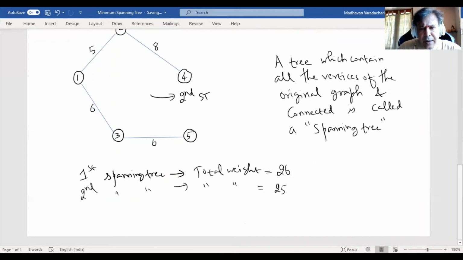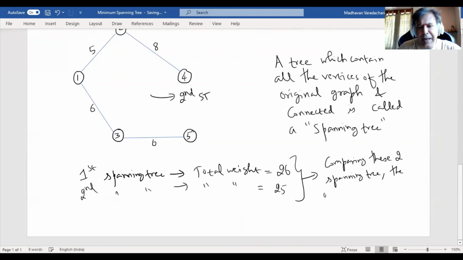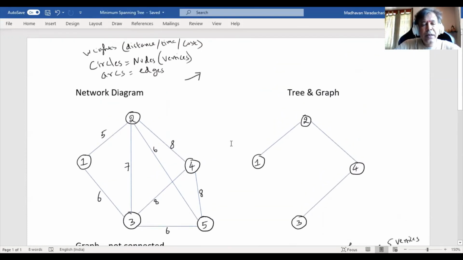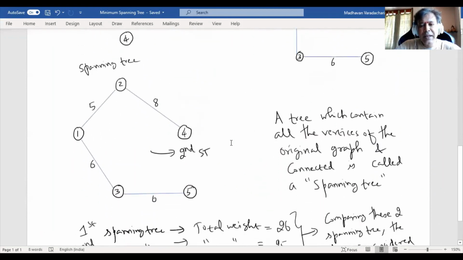So I can say, comparing these two spanning trees, the second spanning tree is considered as minimum. M stands for minimum spanning tree. Likewise, there may be many spanning trees possible from the original diagram, out of which whichever is giving you the least total weight or least total time or least total cost or least total distance, that you call a minimum spanning tree, right?